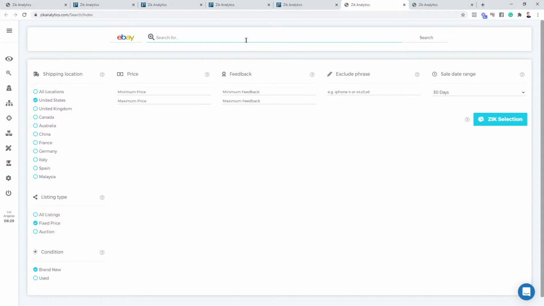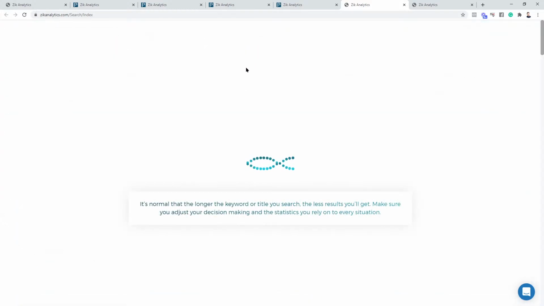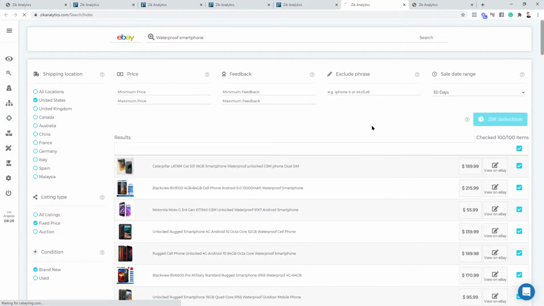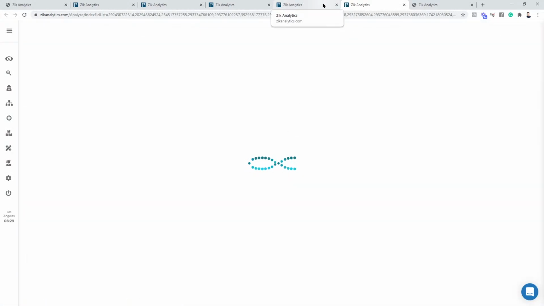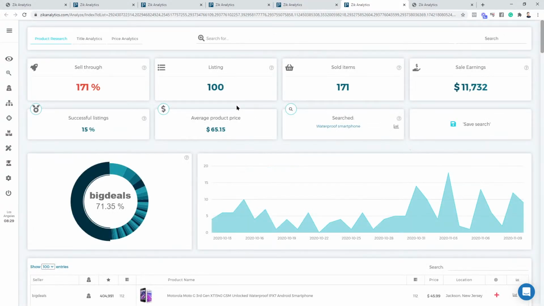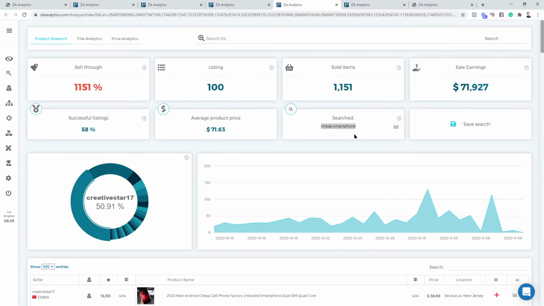Let's look for the other search term, which is waterproof smartphone. Okay, let's take a look at these guys. I'm going to put waterproof smartphone and we're going to compare them again. First, we're going to see, you see the numbers here are lower. So we had cheap smartphone, 71,000.